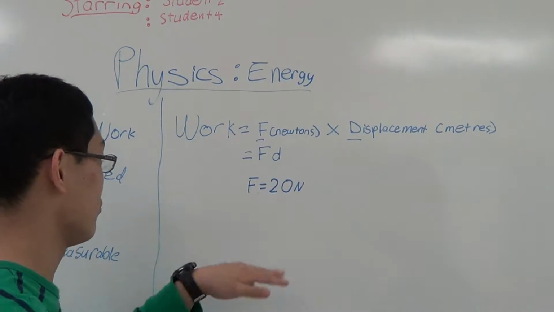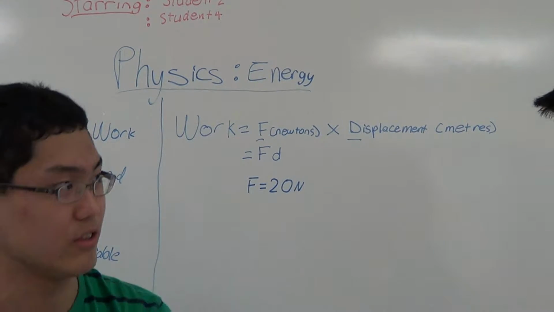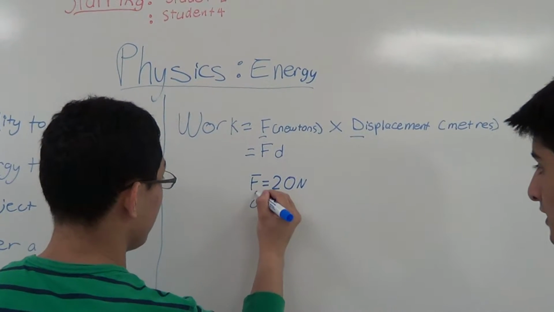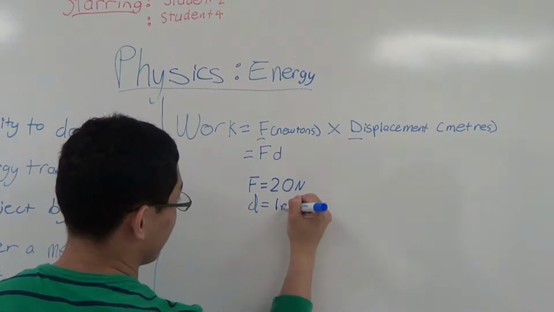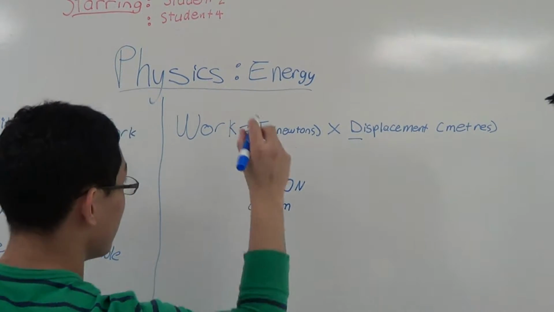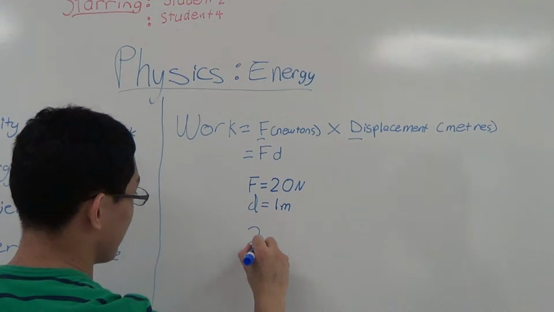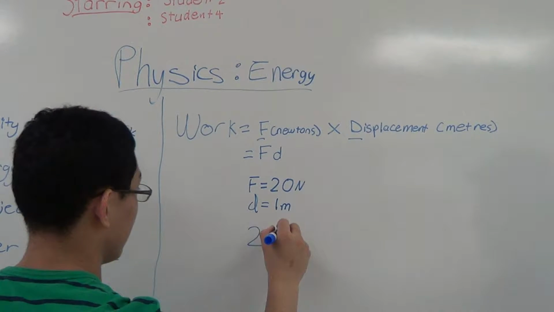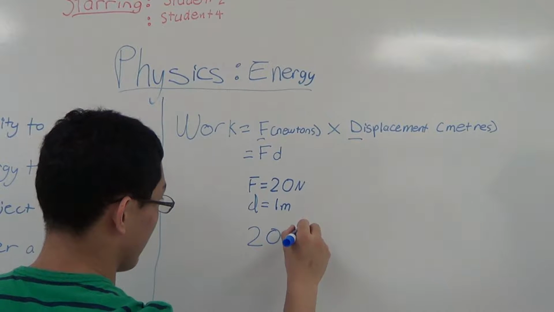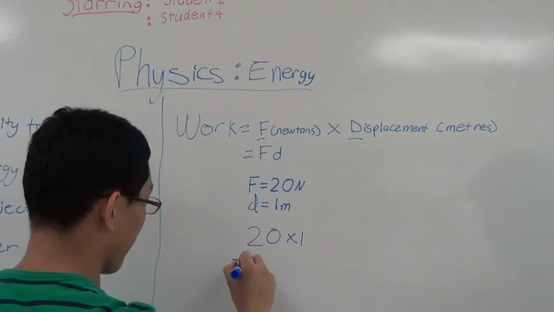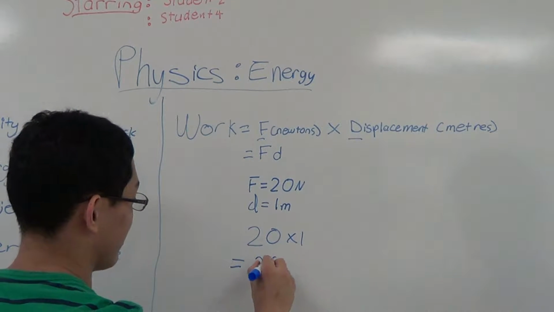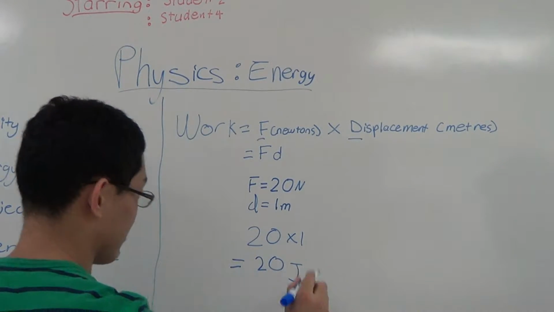So, FD. What is our F? 20 newtons applied to this chair. What is our D? 1 meter. Exactly. So, how much work have we done to it? Well, let's just multiply them together. Awesome. 20 times 1. 20 joules. What's a joule?